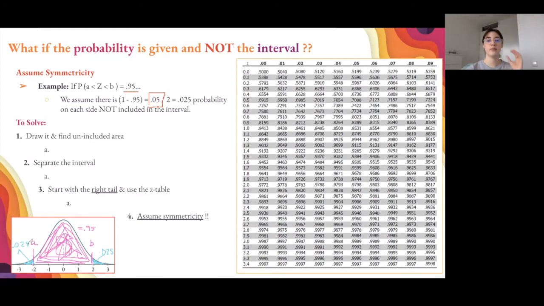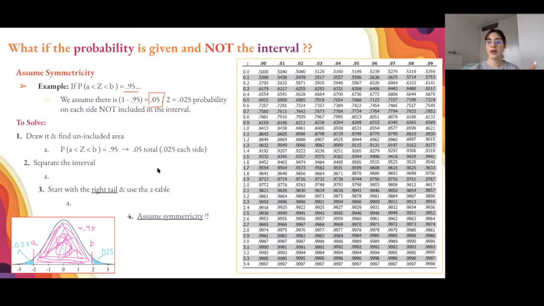If we added together 0.025 plus 0.025 plus 0.95, which is the interval probability, we would get 1, which is exactly what we should get. So this is the amount of probability on each side that is not included in the interval, and it's important to note that as well. So now that we've drawn out where the interval is and the areas on both sides that are not included in the interval, it's going to make it a lot easier for us to find the A and B values.